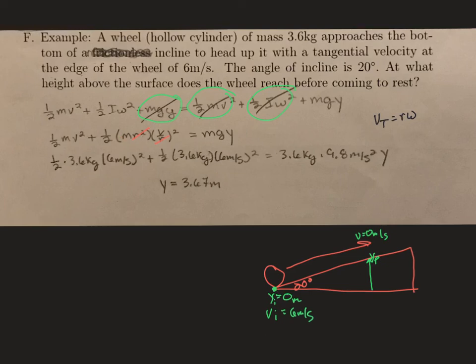So now I can plug in my values. I have 1/2 times the mass times the velocity squared plus 1/2 times the mass times the velocity squared. When it is a hollow cylinder, it turns out the two kinetic energies look the same. And that's going to equal mass times 9.8 meters per second squared times our y final. So y final is 3.67 meters.